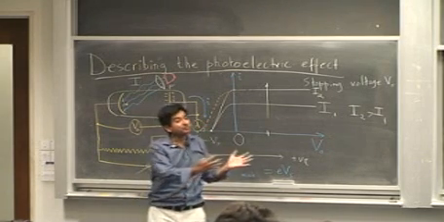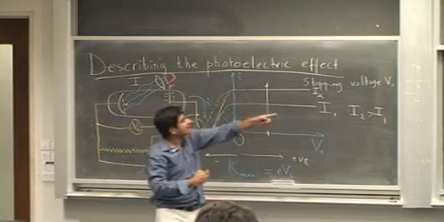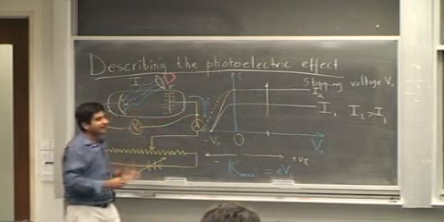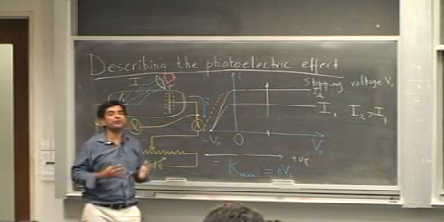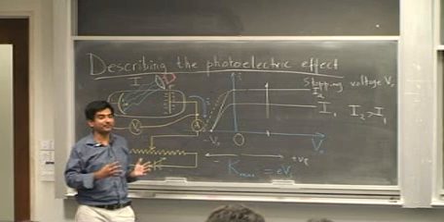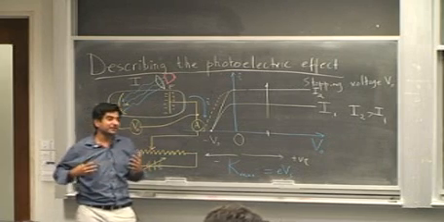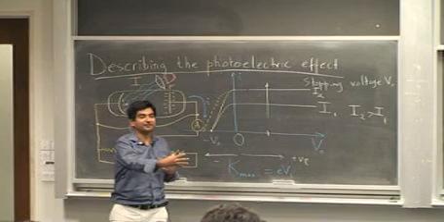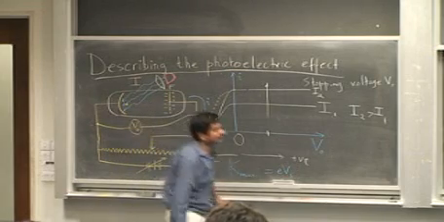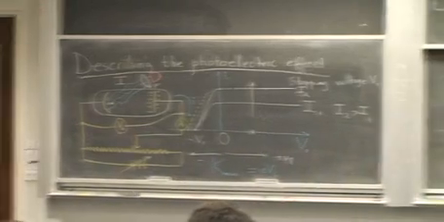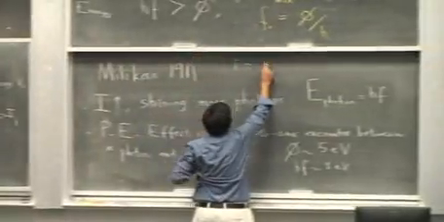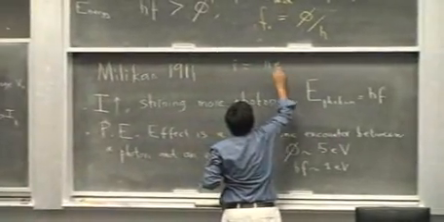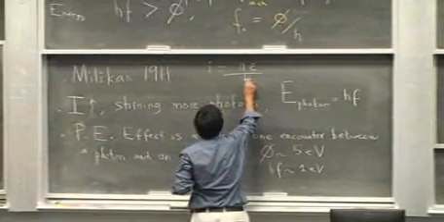Which means that there are more photons reaching the electrode, and since each photon is able to initiate a photoelectric effect with a certain efficiency, there will be more electrons ejected. And what is the current? The current is simply the number of electrons times the charge on each electron per unit time.